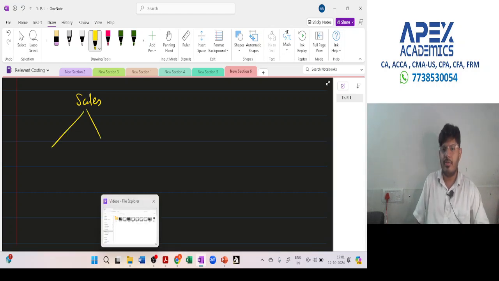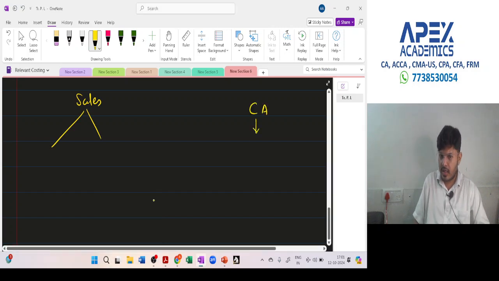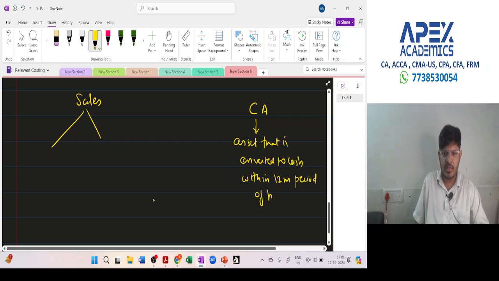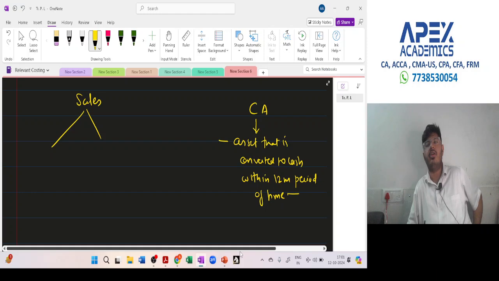The first question you may ask is, what is the meaning of the term current asset? A current asset is an asset that is converted to cash within a 12 months period of time. Do I make myself very clear in this statement? A current asset is that asset that is converted to cash within a 12 months period of time.